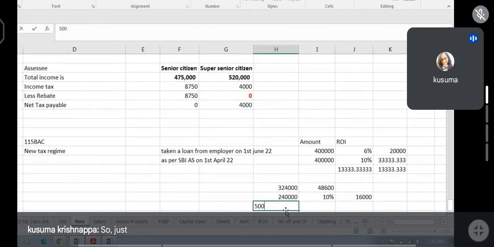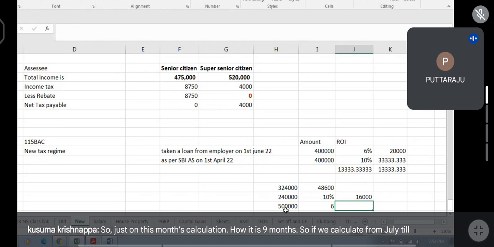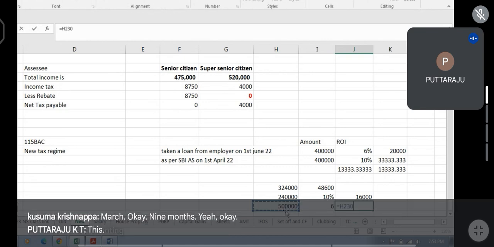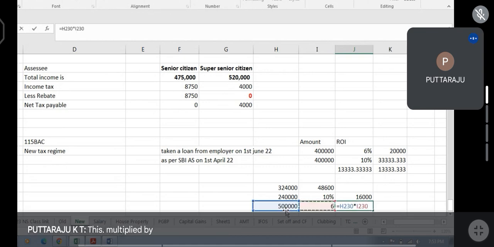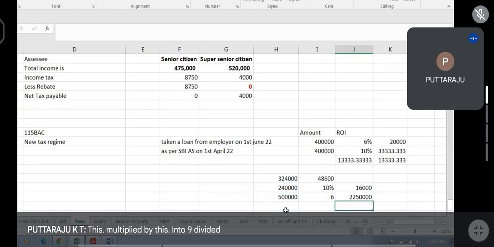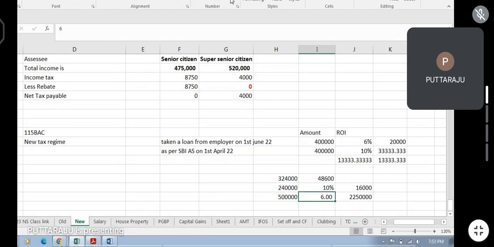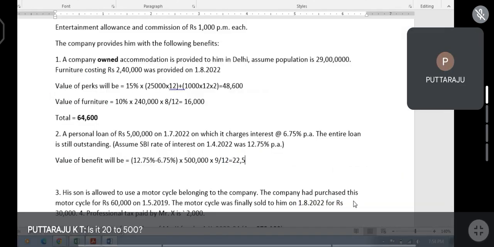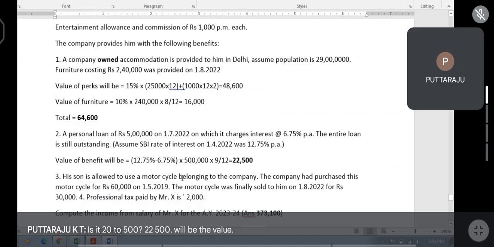Sir, how is it 9 months, sir? If we calculate from July till March, 9 months. Okay, sir. Understood. This multiplied by this into 9 divided by 12. Is it 22,500? Yes, sir. 22,500 will be the value. Next.